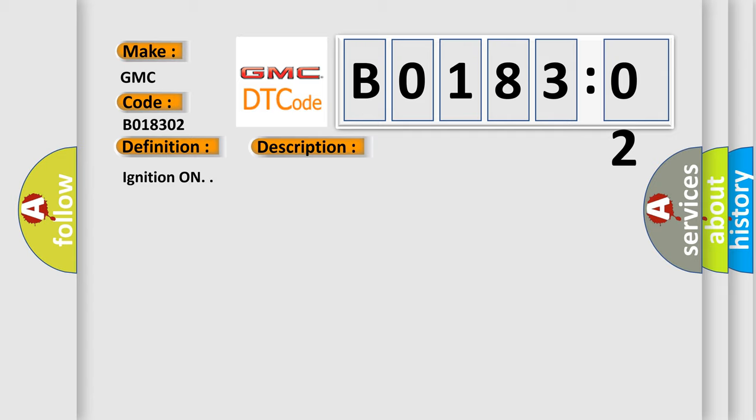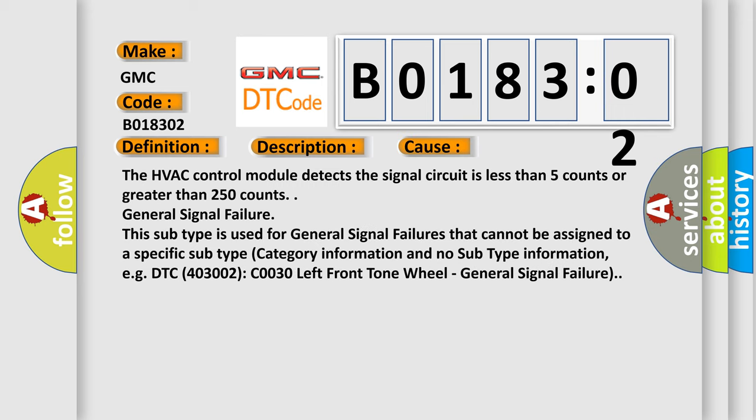Ignition on. This diagnostic error occurs most often in these cases: the HVAC control module detects the signal circuit is less than 5 counts or greater than 250 counts. General signal failure. This subtype is used for general signal failures that cannot be assigned to a specific subtype category, with no subtype information, e.g. DTC C0030 left front tone wheel, general signal failure.